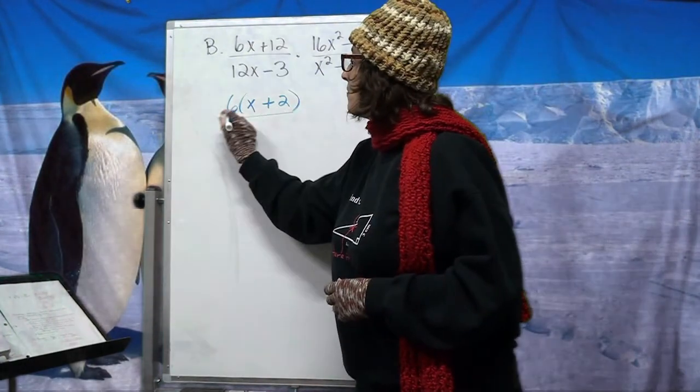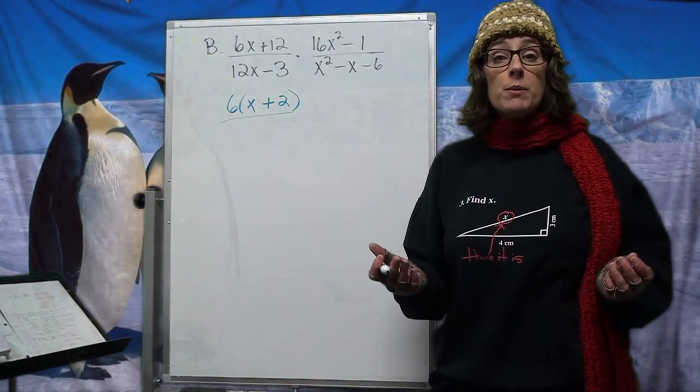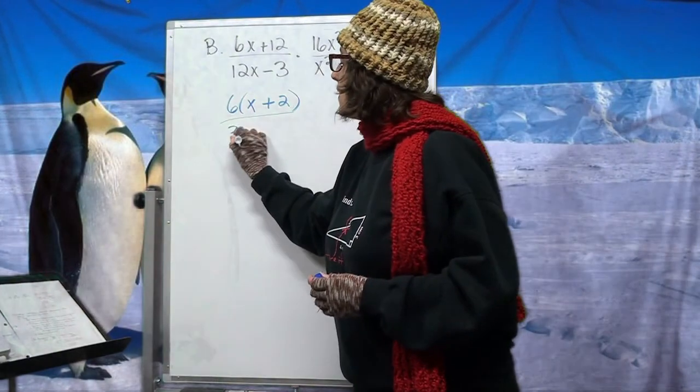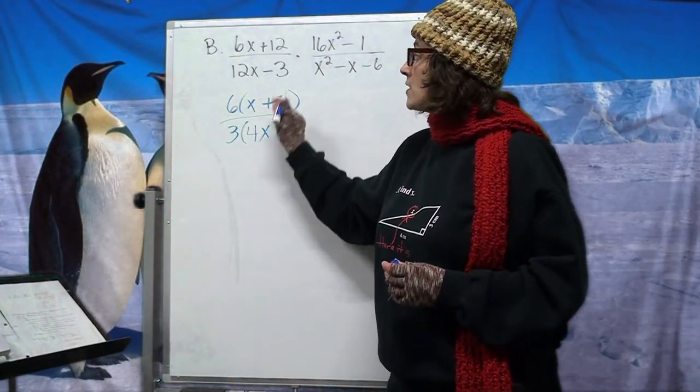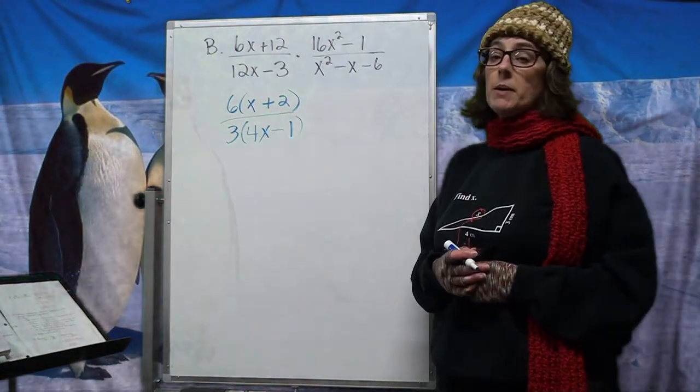I'm going to do the same thing on this denominator, and look, both of them are divisible by 3. So I'm going to divide a 3 out of each one of those. Divide a 3 out of here, I'm left with a 4x. Divide a 3 out of here, I'm left with a minus 1.